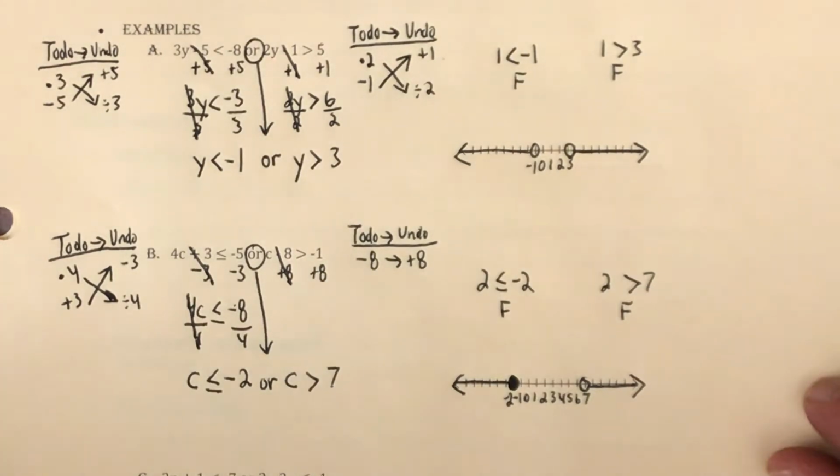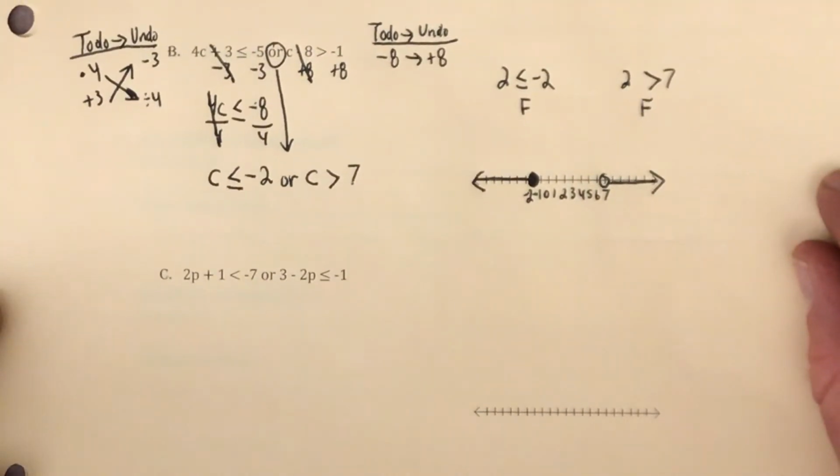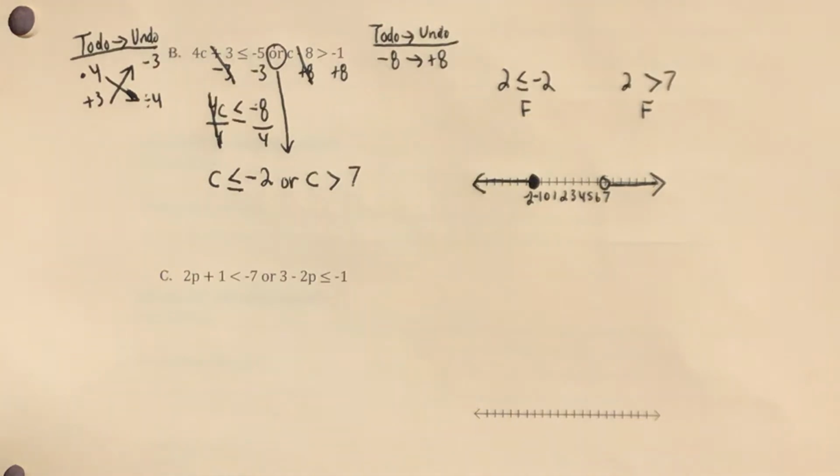All right, well, we've got one more example here we want to take a look at. I'd encourage you to try this one on your own, then check your answer with mine. So example C says 2p plus 1 is less than negative 7, or 3 minus 2p is less than or equal to negative 1. So first thing I need to do, I know it's an or, so I need to start with the left inequality and figure out what's happening and solve it.